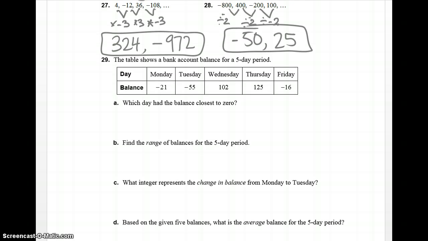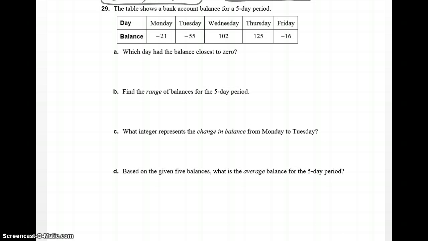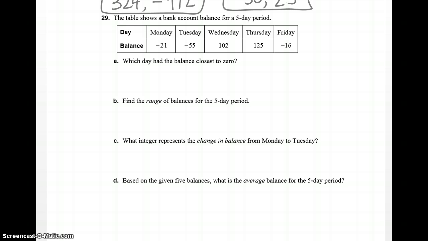Now for 29. It says the table shows a bank account balance for a 5-day period. Which day had the balance closest to 0? Now that we're thinking about money, bank accounts, negative numbers make a little bit more sense in this case, so hopefully this helps us think through this. Again, we're going back to the idea of absolute value. What number is closest to 0 if we plotted all these numbers on a number line?